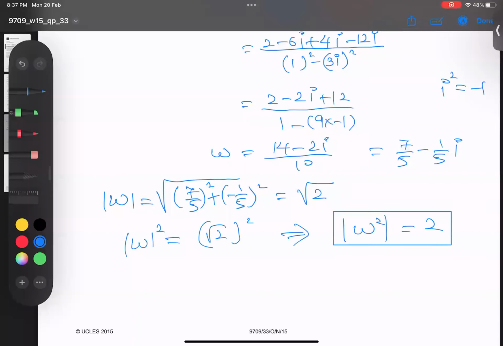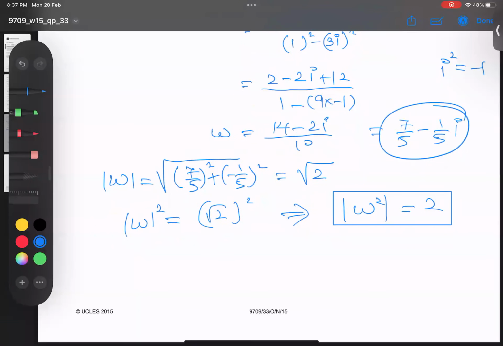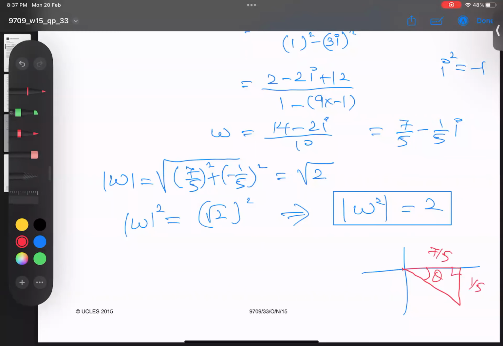Now he's asking for the argument. And before I start, it is a very clear approach. We can find it from a real diagram. It is very clear that the real part is positive, but the iota part is negative. So it means my answer is coming in this way. So this is angle theta. This is 7/5, and this is 1/5. I need an angle. So how to find the angle? All of you know, theta is equal to opposite by adjacent.